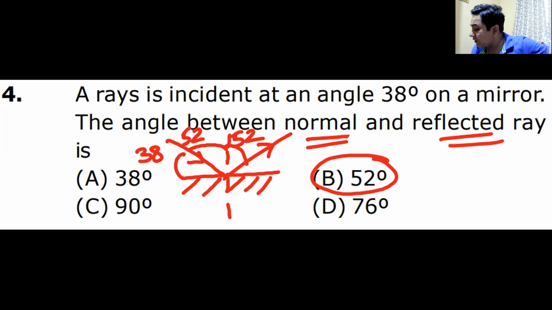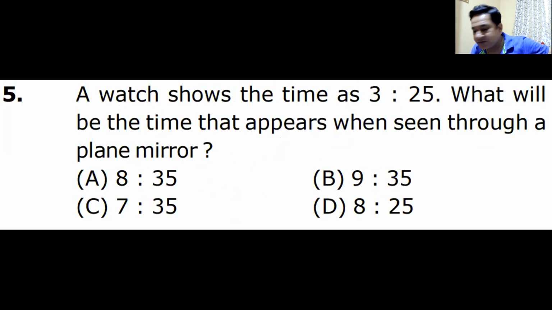Again, one question to redeem yourself. Here it comes. What shows the time as 3:25? What will be the time that appears when seen through a plane mirror? And the answer is, my dear friends, A, B, C, D, 1, 2, 3, 4. And the answer in this case is definitely 1, 8:35.